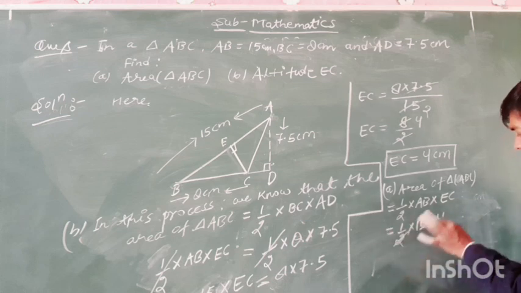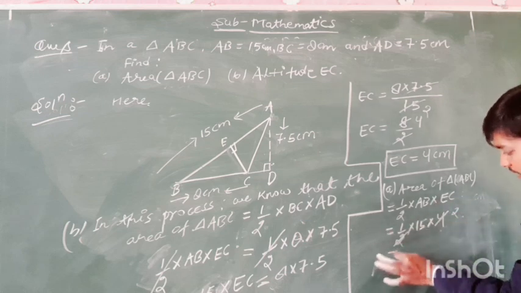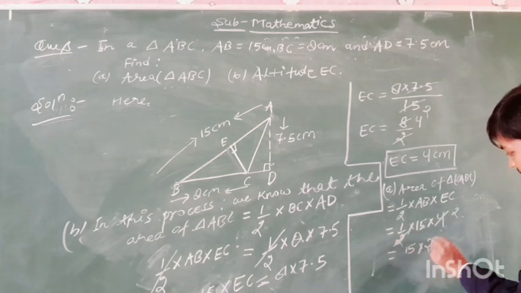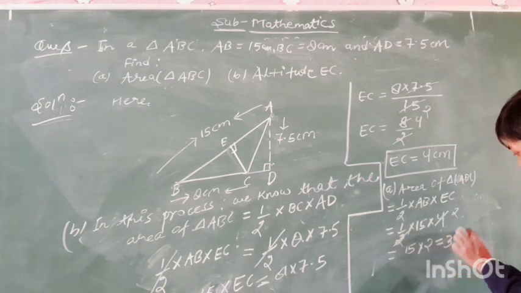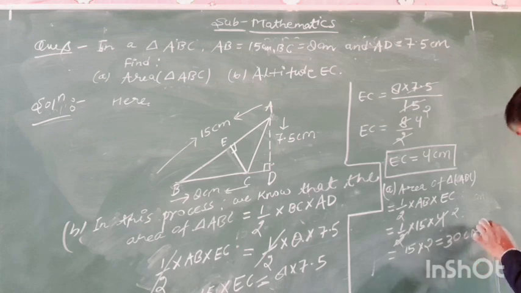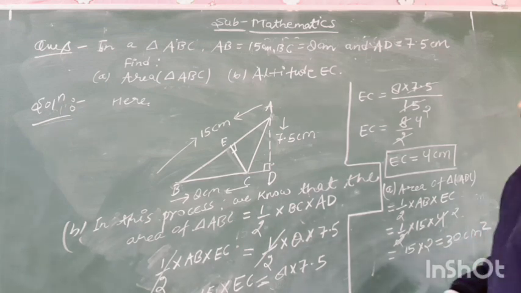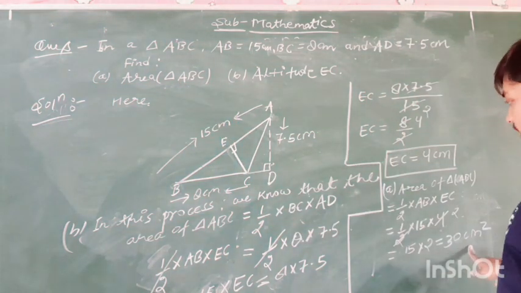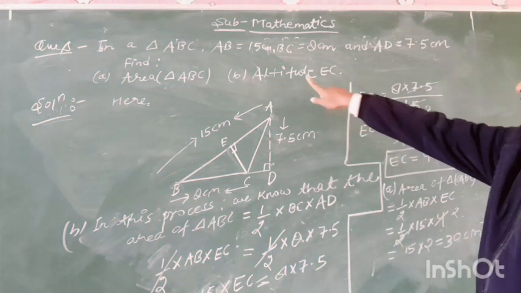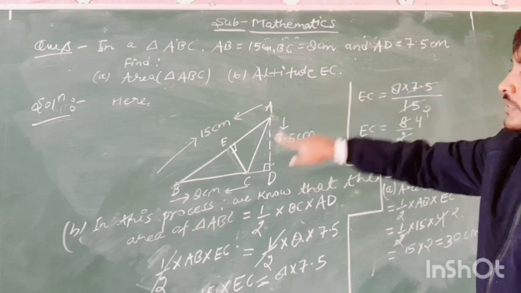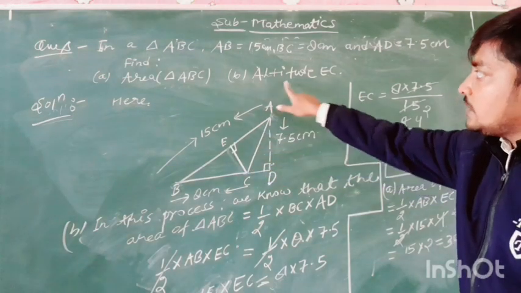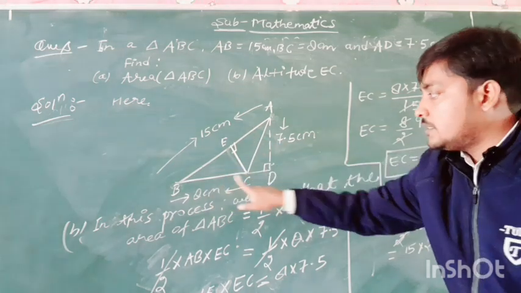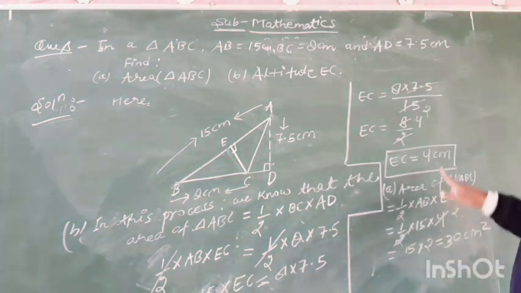So 2 into 4, which is equal to 15 into 2, which is equal to 30 centimeter square. So the area of the triangle ABC is equal to 30 centimeter square, and altitude DC of the triangle ABC is equal to 4 centimeter.